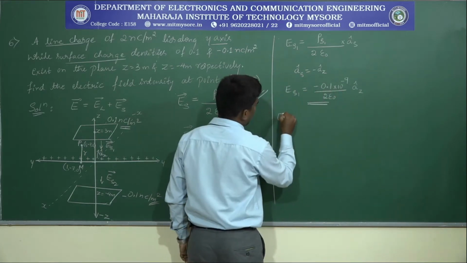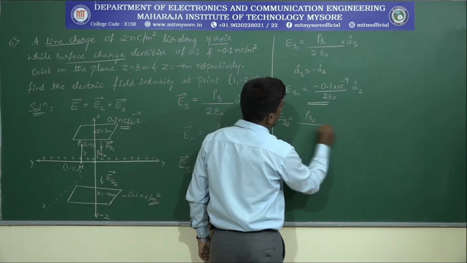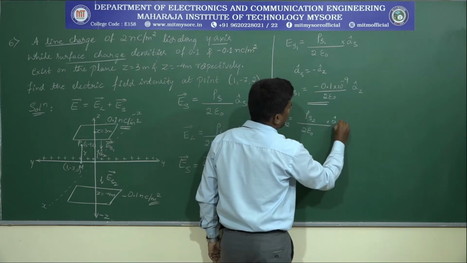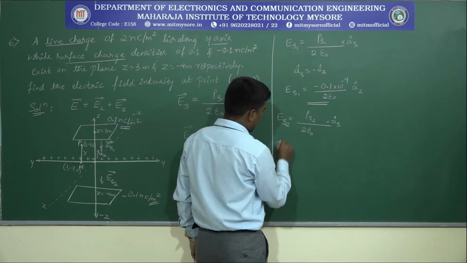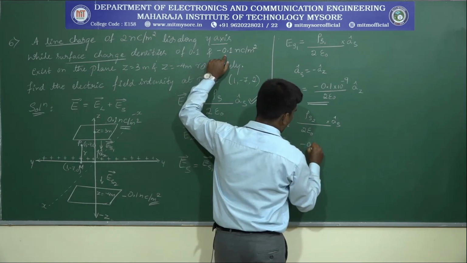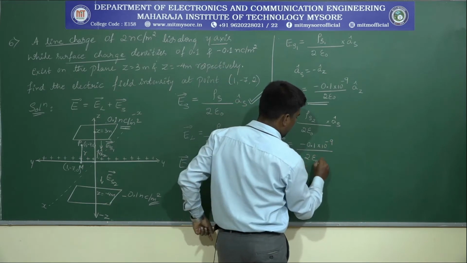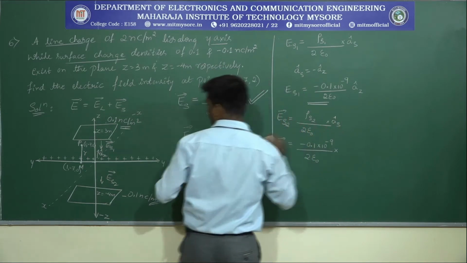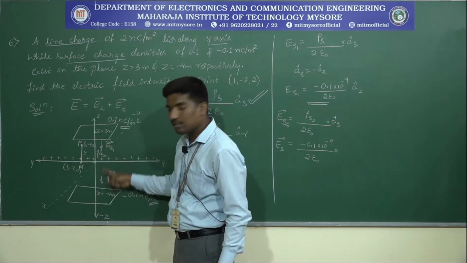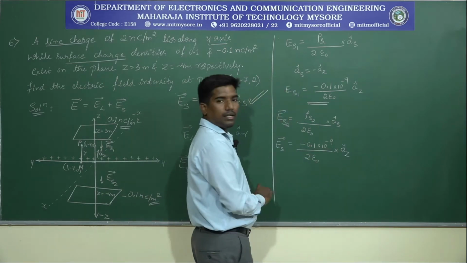Then substitute for ES2. ES2 is equal to rho S2 divided by 2 epsilon naught into A cap S. What is the value of rho S2? Minus 0.1 nanocoulomb divided by 2 epsilon naught into A cap S. What is A cap S here? It is equivalent to the A cap Z direction. Both the directions are same here. Hence, A cap S is equal to A cap Z in this particular case.